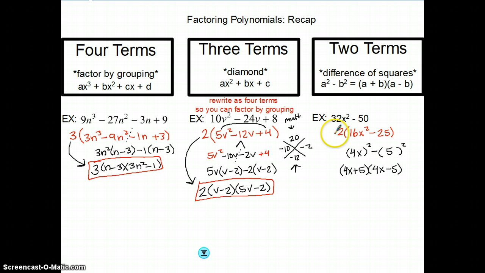Again, do not forget that 2 from the beginning needs to come down on the front. Look at both your factors to make sure that they are prime. 4x plus 5 is prime because there is no greatest common factor, nor is it the difference of squares. And 4x minus 5 is also prime for the same reasons. Therefore, this is our final factored form of the original polynomial.